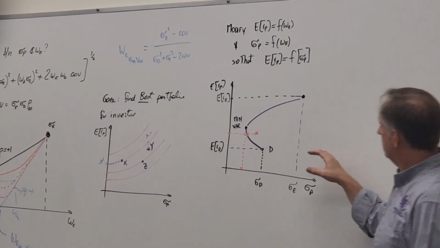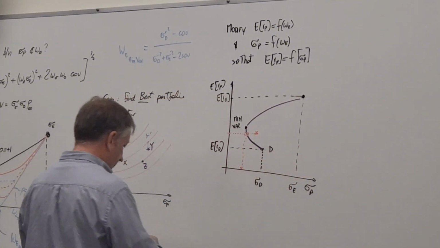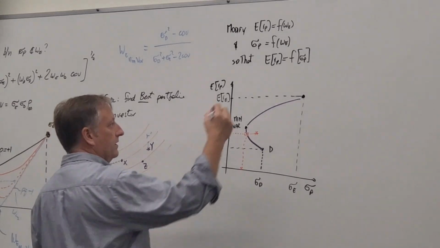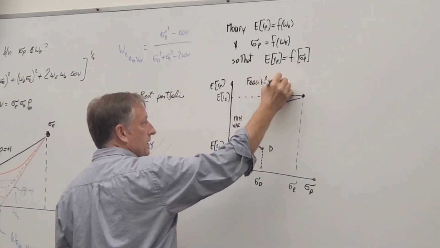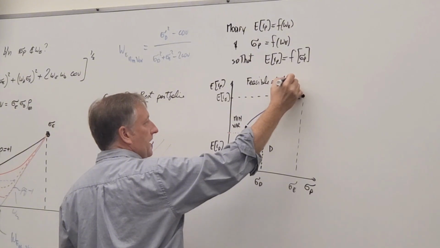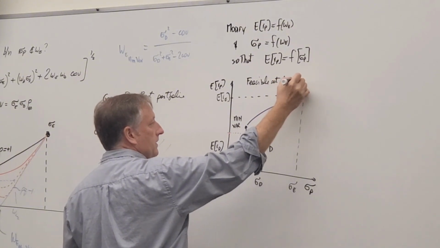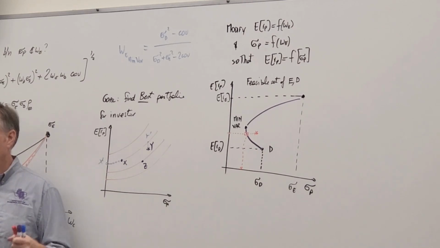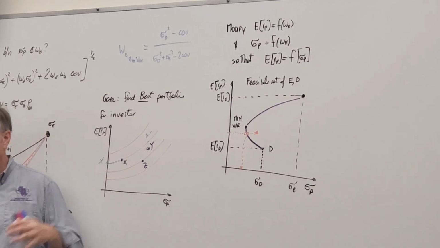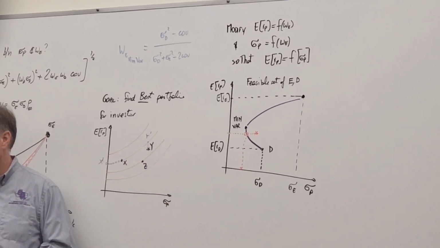So this is telling us the feasible set of assets E and D. And those are all the possible combinations of risks and returns that you can create by mixing those two things.